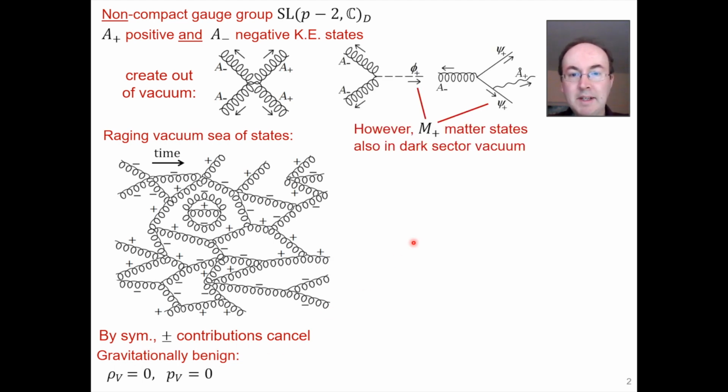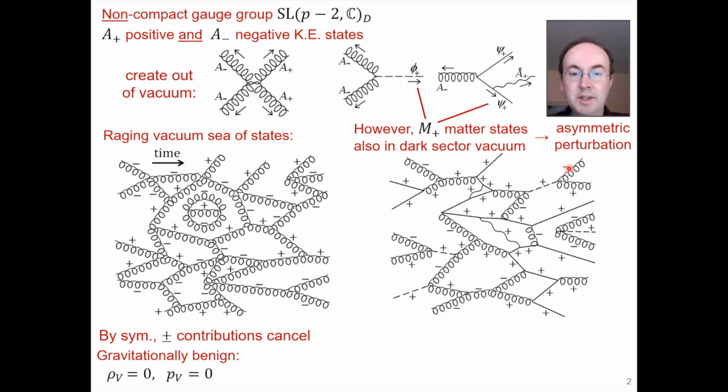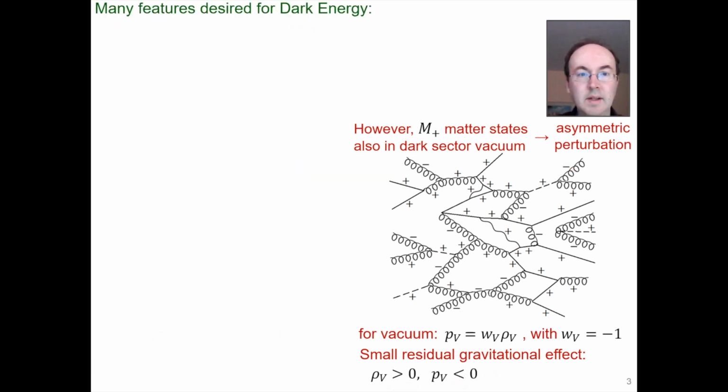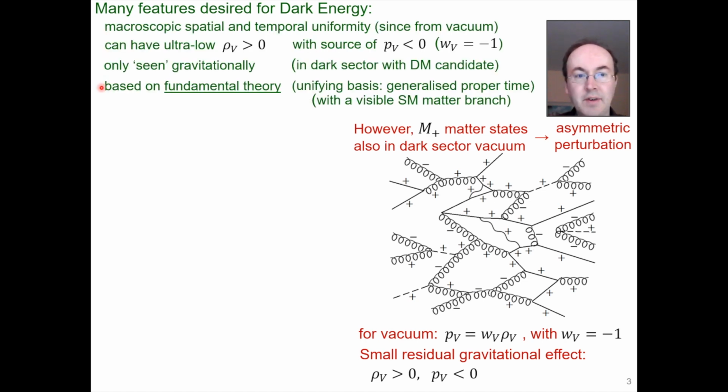However, there are also matter states of positive energy in this sector, which introduce an asymmetric perturbation, such that it is now possible to get both a positive energy density with a negative pressure in this vacuum state. This vacuum structure then has many of the features desired for dark energy and also derives from a fundamental theory with a well-motivated basis in generalized proper time.